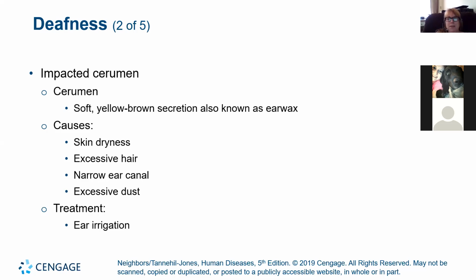So the treatment is ear irrigation. And that is when they flush the ears out with a warm solution, but sometimes it doesn't always come out. And that's when they do use different types of tools to get the earwax out. It is not a pleasant experience. But like I said, when somebody can't hear, the first thing they're going to do is check for impacted earwax.